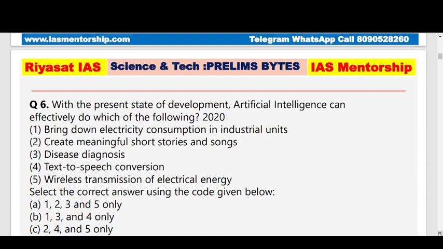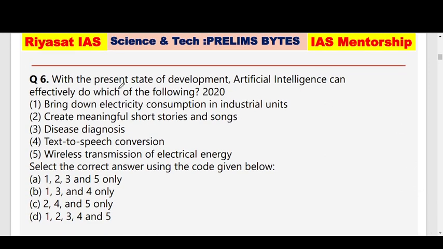Moving on to the next question. With the present state of development, artificial intelligence can effectively do which of the following? Year 2020. First, bring down the electricity consumption in industrial units. Second, create meaningful short stories and songs. Third, disease diagnosis. Fourth, text to speech conversion. Fifth, wireless transmission of electrical energy.